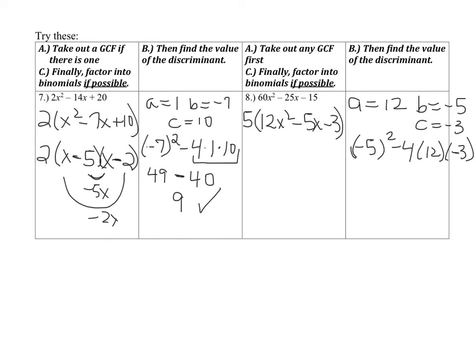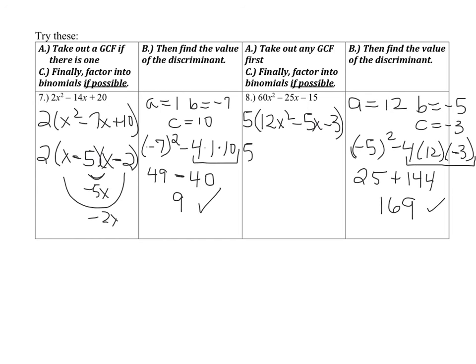And so then I'm going to square negative 5, so that's 25 minus 4 times 12 times negative 3 is negative 144. But because it's minus a negative, that's going to give me plus a positive. So it's going to be plus 144. And then if I add those together, I'm going to get 169. Is 169 a perfect square? Yes, it is. So that means this guy can get factored further.